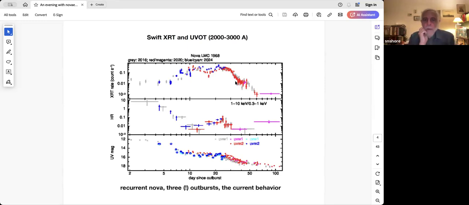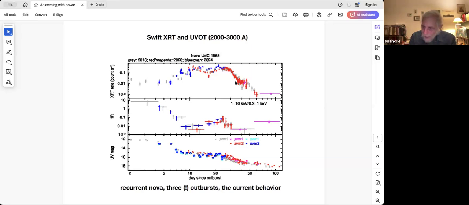So, this is an example of an object that's recurrent. LMC 1968 is a recurrent nova with a recurrence time of about 4 years. It's one of a very small class of extremely rapidly repeating systems, which is the other thing to always keep in mind whenever you're talking to anybody, that these things repeat, that they're hydrogen bombs, but they periodically blow.